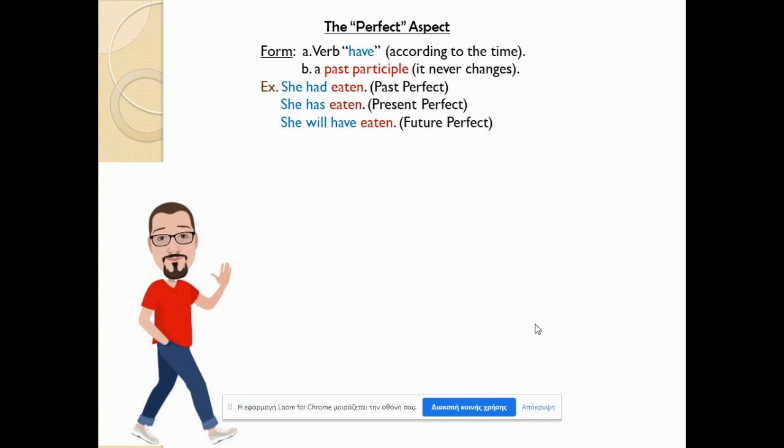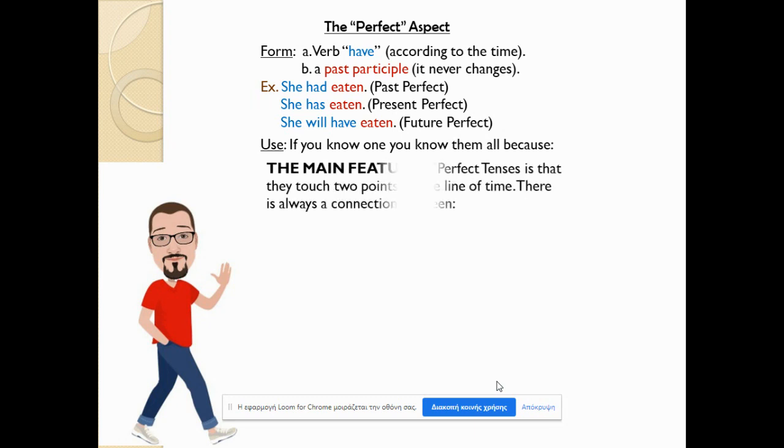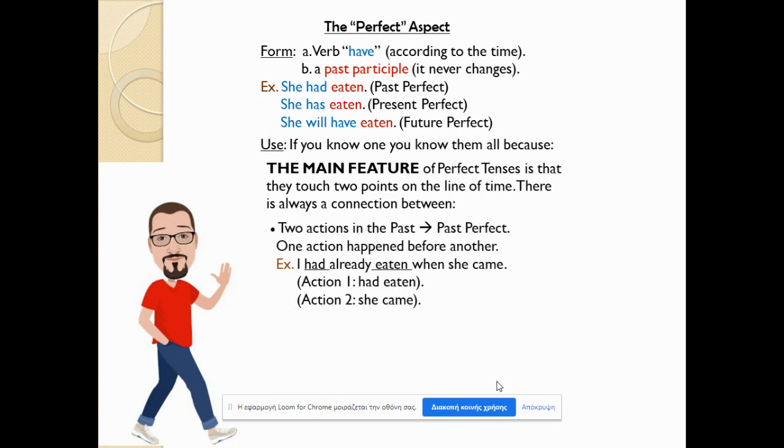She has eaten. She has is in the present form, and the past participle follows. So this is present perfect. And the same goes with she will have. It's future perfect. Now, if you know one perfect tense, you know all of them, because the main feature of perfect tenses is that they touch 2 points on the line of time. There is always a connection between, if we start from past perfect, 2 actions in the past. This is what past perfect does.